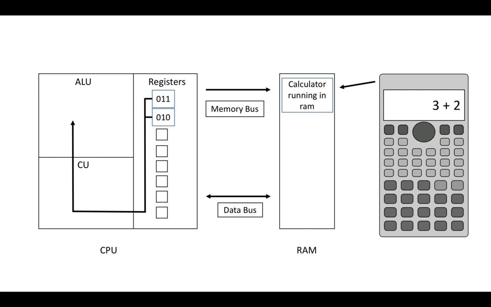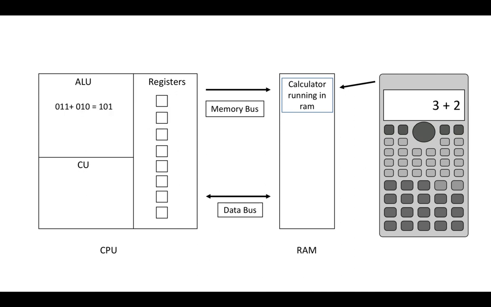the arithmetic logic unit. Whilst it's in the arithmetic logic unit, it will do all the calculations and the working out, because that is essentially the brain of the CPU. So it will work out what 3 plus 2 is. Of course, it's in binary. It will work that out, so we get 101, which is the binary value for 5.